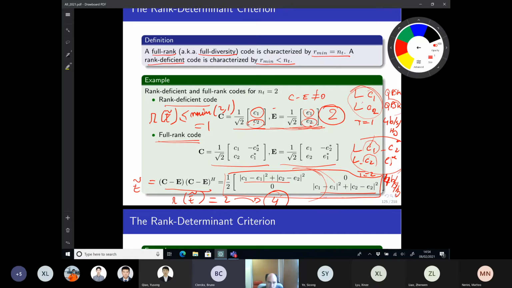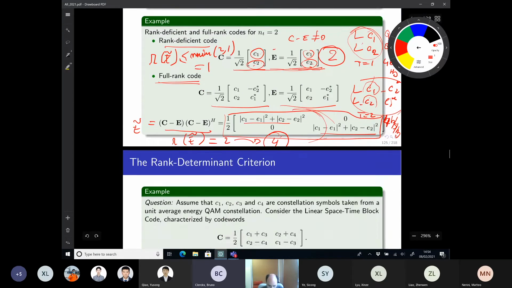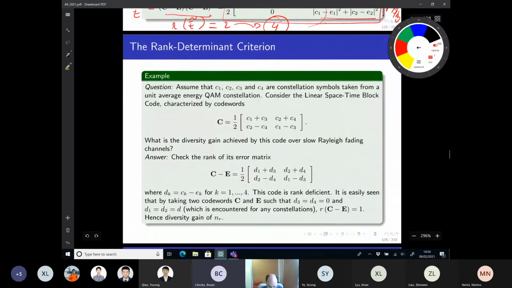Okay, but the best you can do is try to find a full rank code that at the same time has a large multiplexing rate, so that packs as many symbols as possible. Full rank and large minimum determinants.